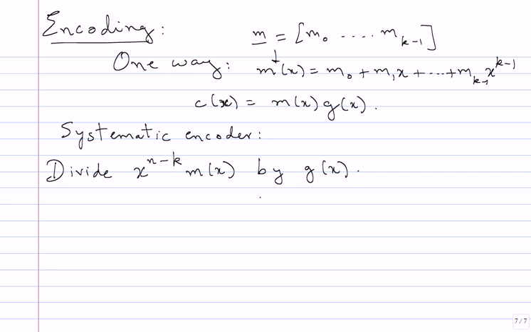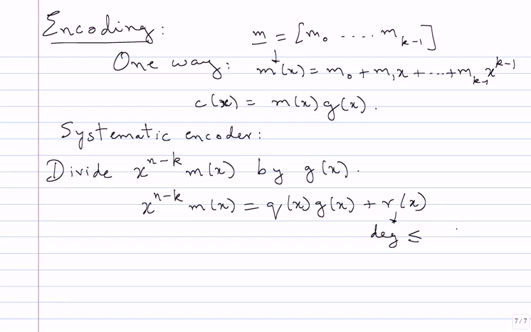Suppose you divide this, what will you get? You'll get a quotient and a remainder. What do I know about the degree of the remainder? It's less than or equal to degree of g of x minus 1. What's the degree of g of x? It's n minus k. So the degree of R of x will be less than or equal to n minus k minus 1. That I know will happen.